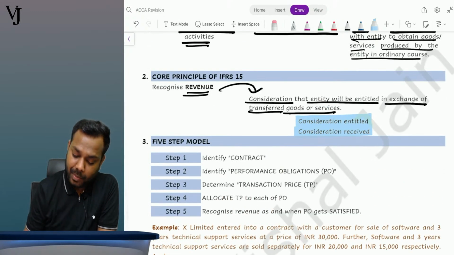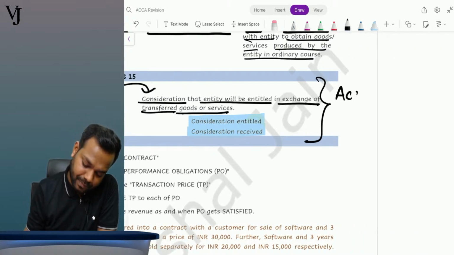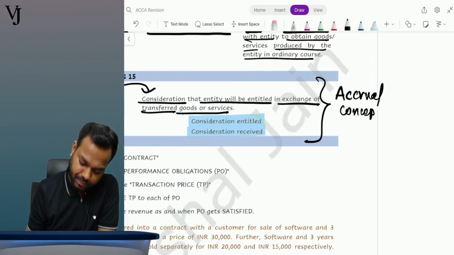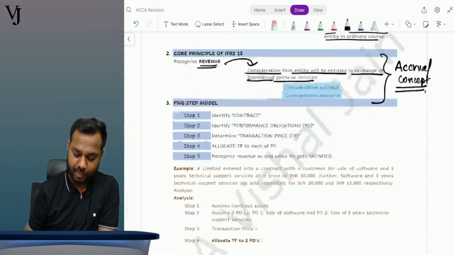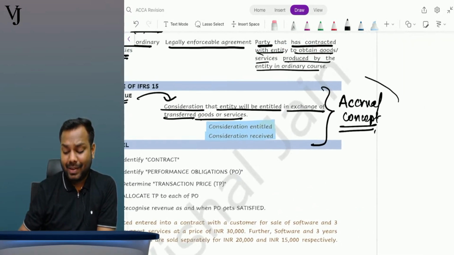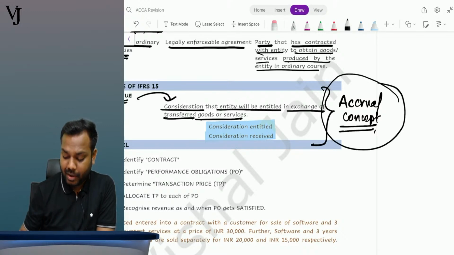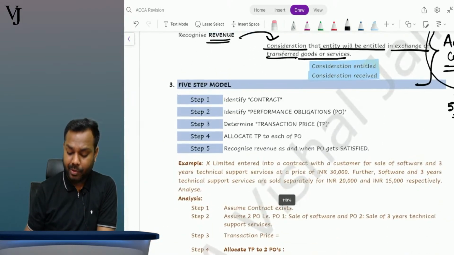Yes, so basically it means accrual concept. Now, this accrual concept is satisfied by way of 5 steps. Now, what are the 5 steps? These are the 5 steps.